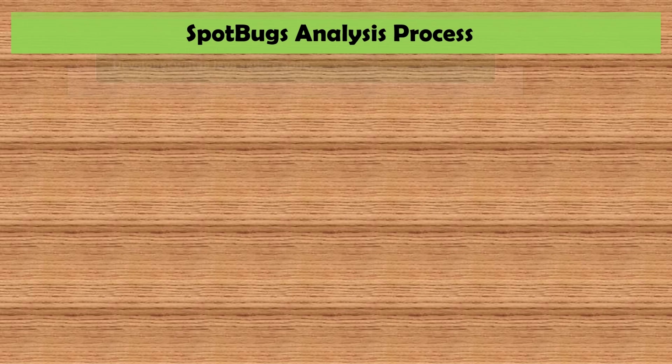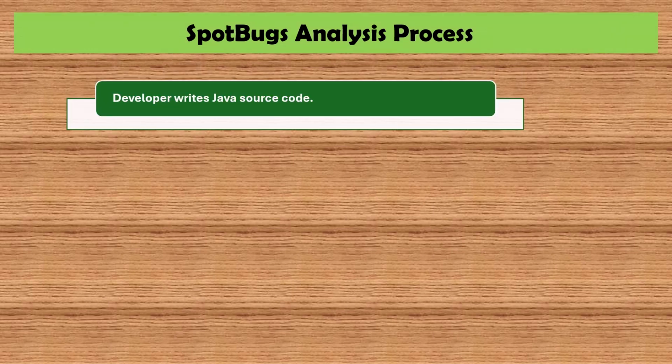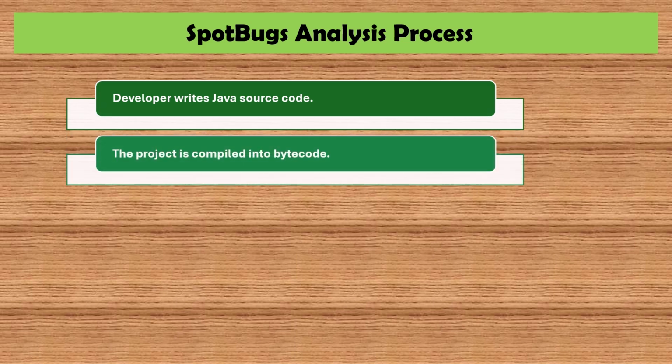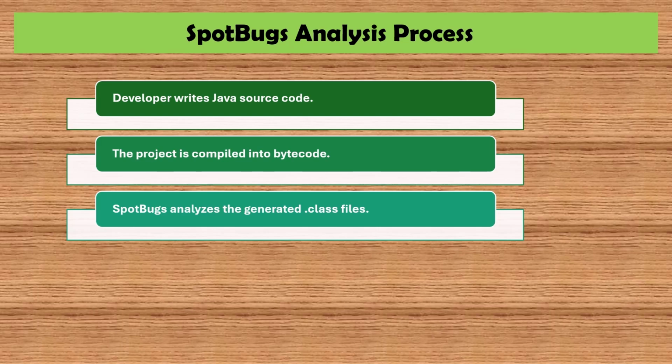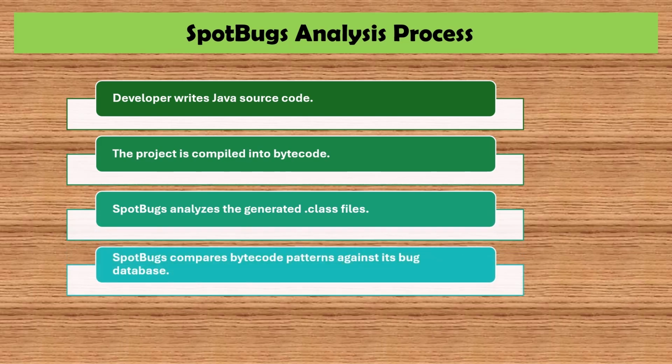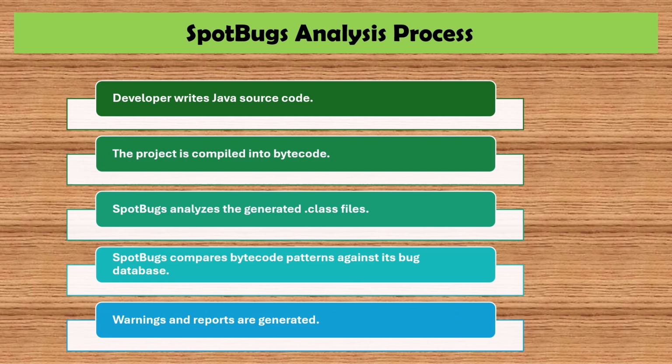Let's understand how SpotBugs works internally. So the process is: step number one, the developer writes the Java source code, then the project is compiled to bytecode. SpotBugs then analyzes the generated .class files, and next it compares the bytecode patterns against its bug database. Warnings and reports are generated. This approach allows SpotBugs to detect the defects without executing the application.